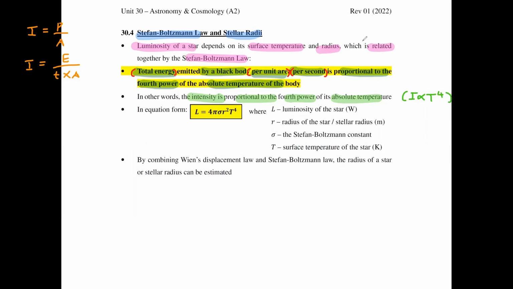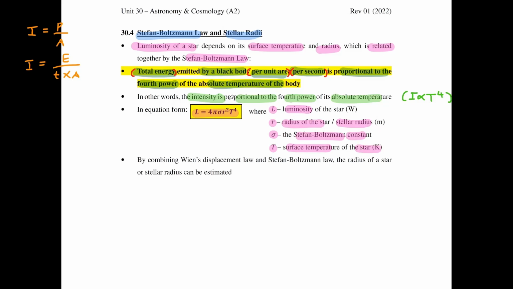If you want to write it out in an equation form, the full form of the equation is actually L equals to 4 pi sigma r squared T power 4. L is the luminosity, R is the radius of the star, which is also known as your stellar radius. Sigma is a constant called the Stefan-Boltzmann constant. The value can be obtained from your datasheet in your exam paper. And then the last one here is T. It is the surface temperature of the star in Kelvin.